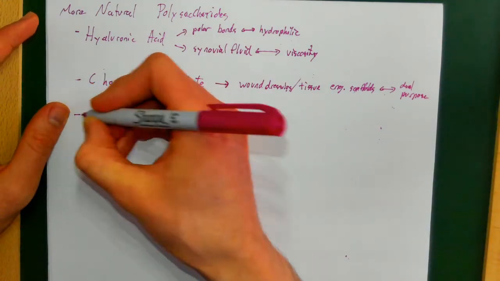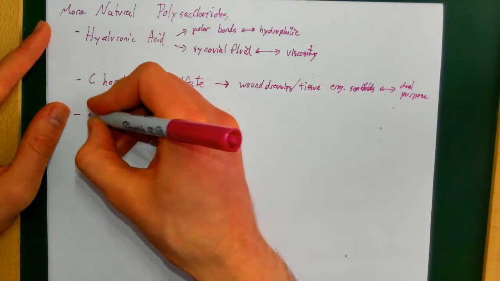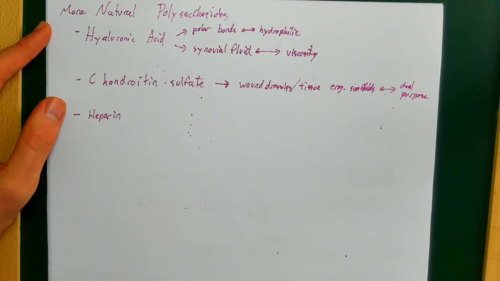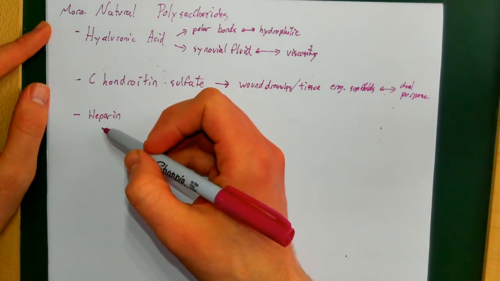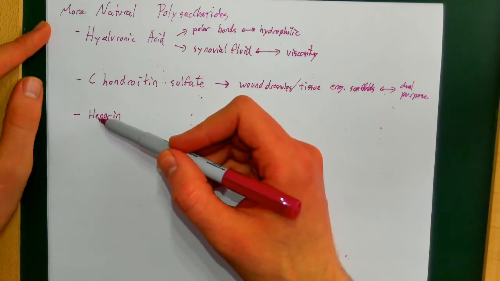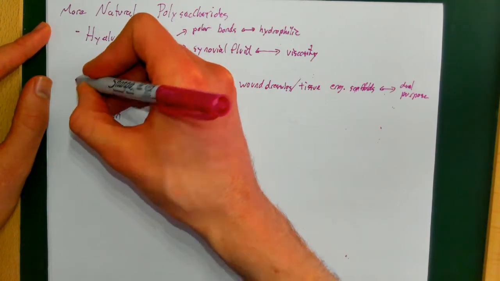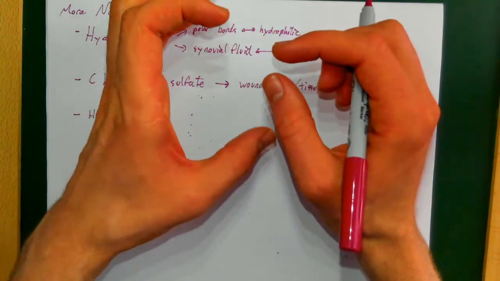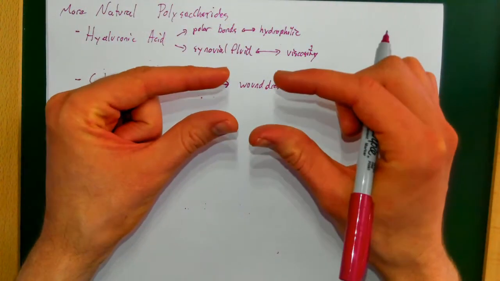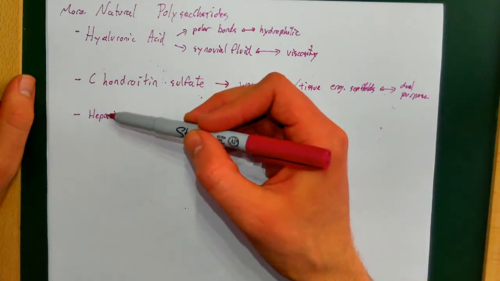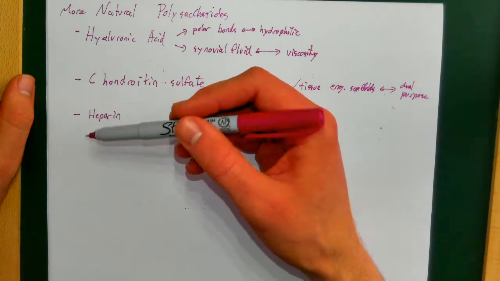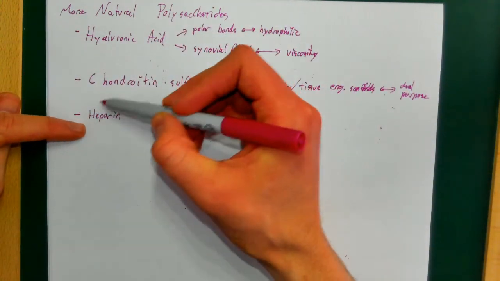Finally, the last natural polysaccharide that we'll talk about is heparin. And you might have seen heparin if you've ever had blood drawn or worked in a clinic or something like that. Some of the tubes that you get blood drawn into have a little bit of fluid already in the tube, and for some types of tubes, the fluid already in the tube basically has heparin already dissolved in the fluid. So heparin is a natural polysaccharide.